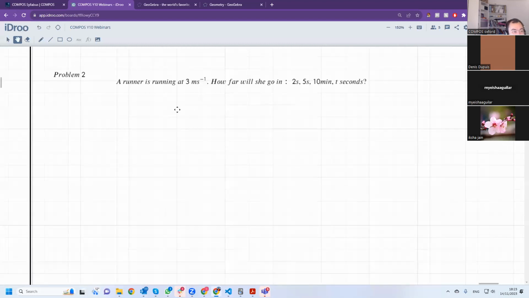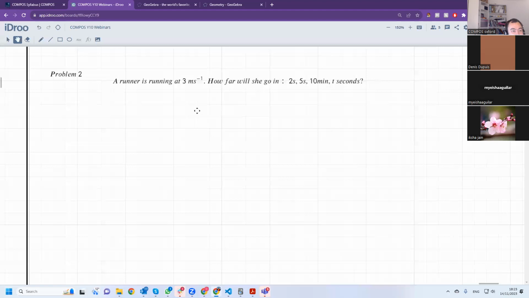Problem 2. A runner is running at 3 meters per second. How far will she go in 2 seconds, 5 seconds, 10 minutes, and t seconds? Well, that's a very straightforward question. This is not a trick question, unlike problem 1.